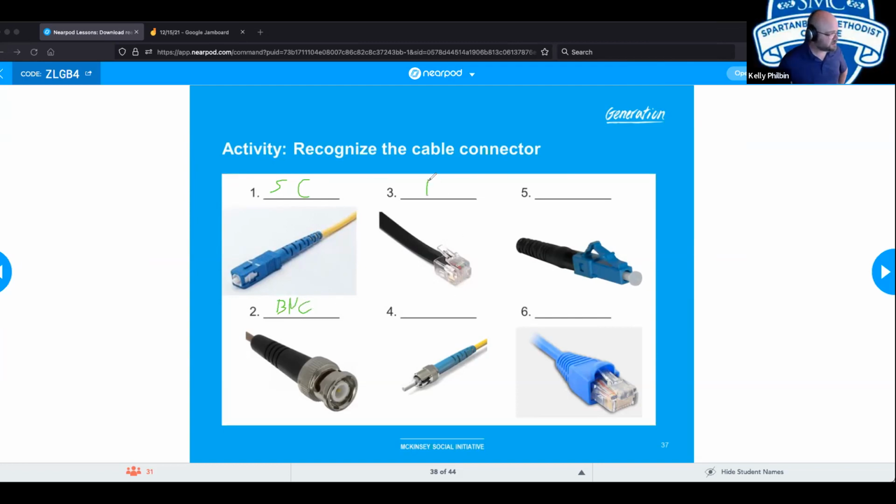So this is the ST, or straight tip. It has the protruding cladding for the fiber optic, and it uses a BNC type connector. So straight tip, ST.